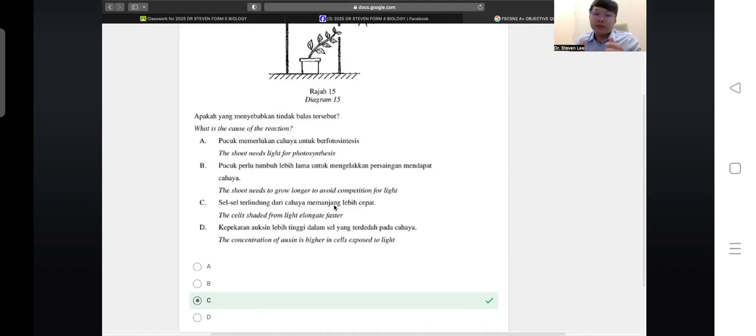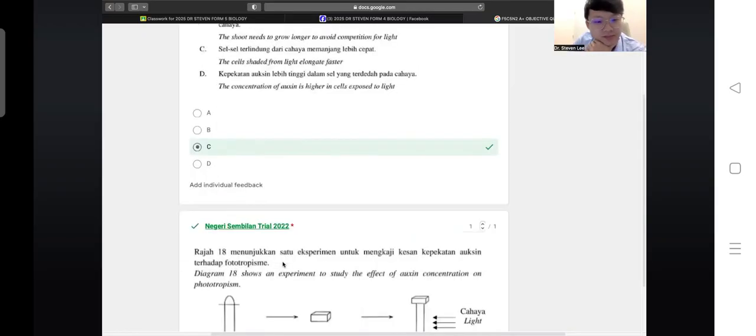If you remember, last week I told you, if you look at the plant exposed to the light, auxin is a very shy person. They don't like to be in the spotlight. They like to hide. They are very shy. They hide in the shaded area. So the shaded area usually will have more auxin than the bright area. So the answer will be C.